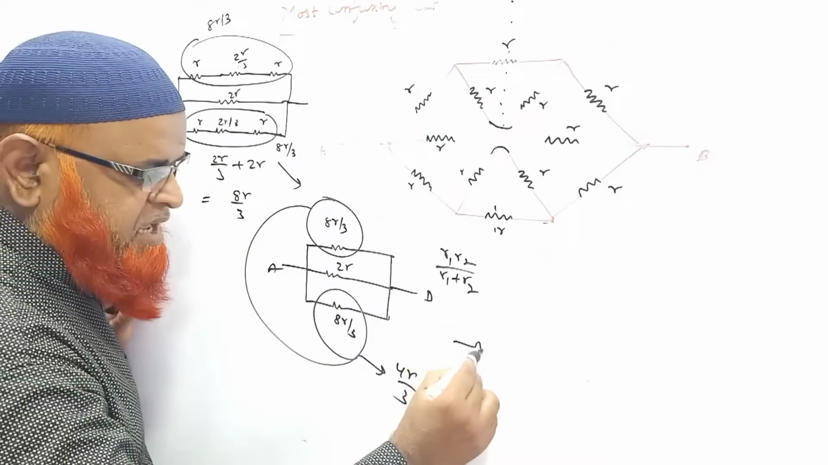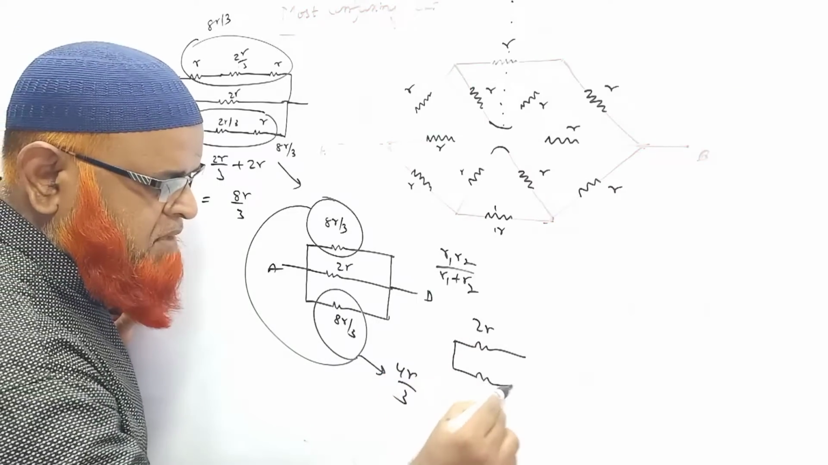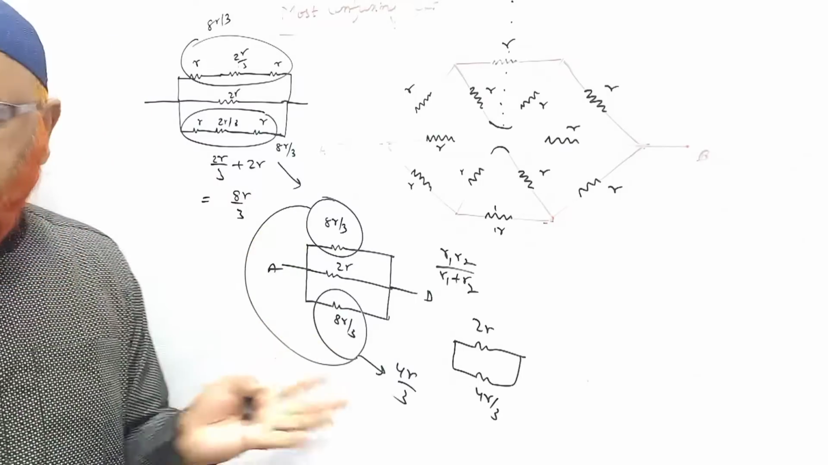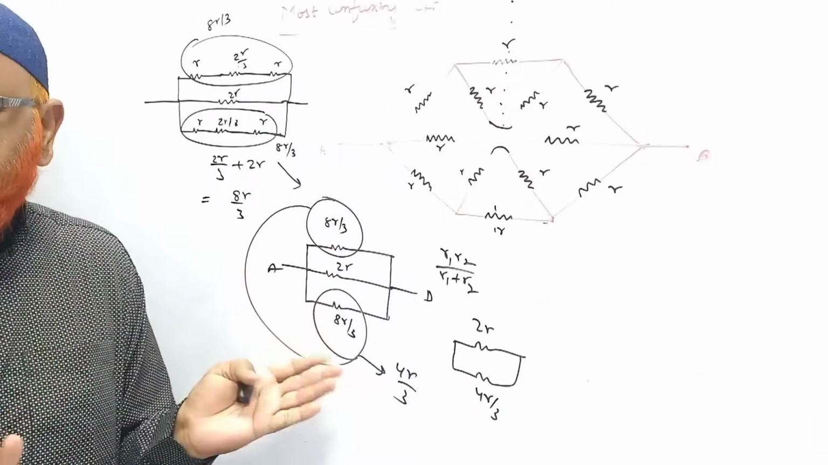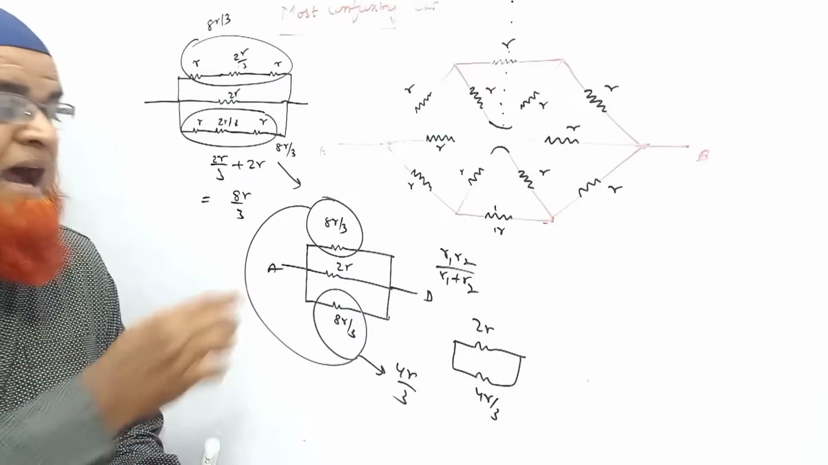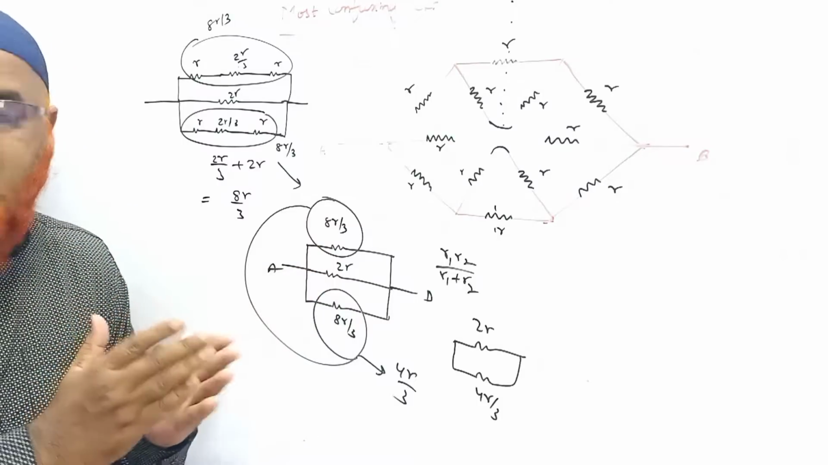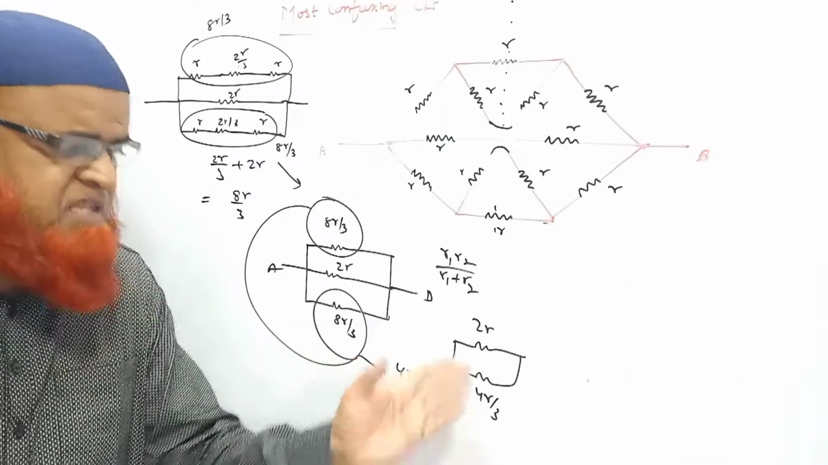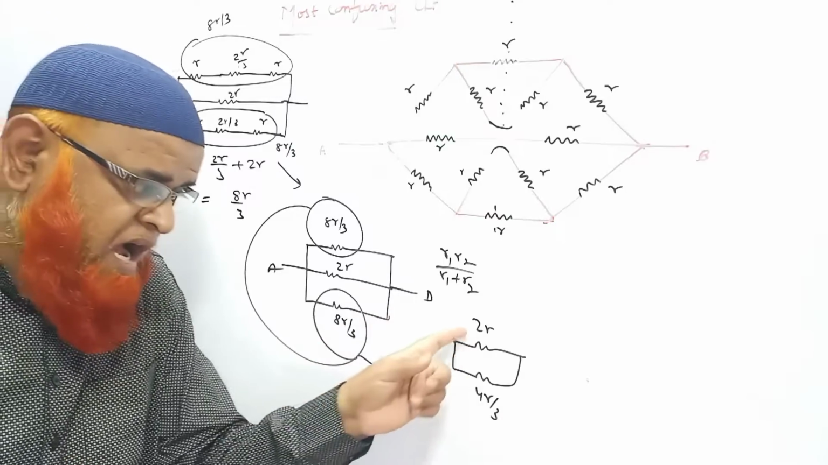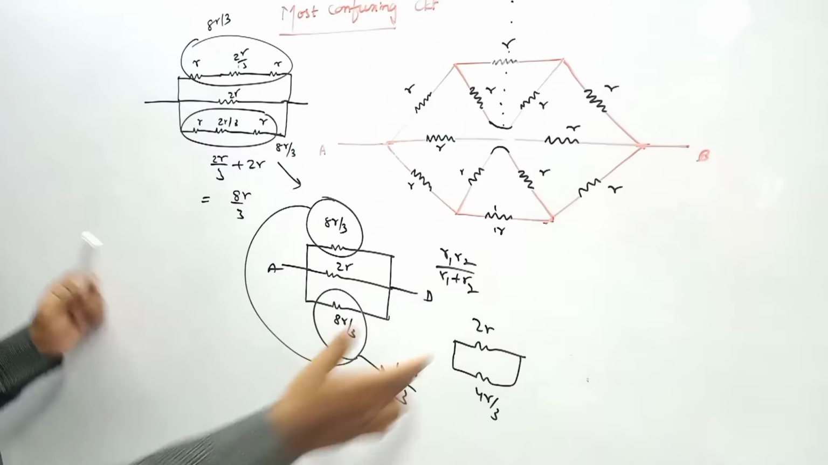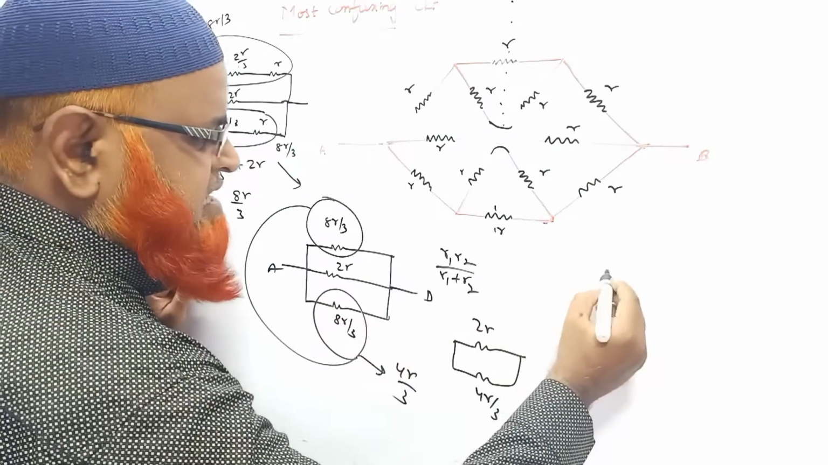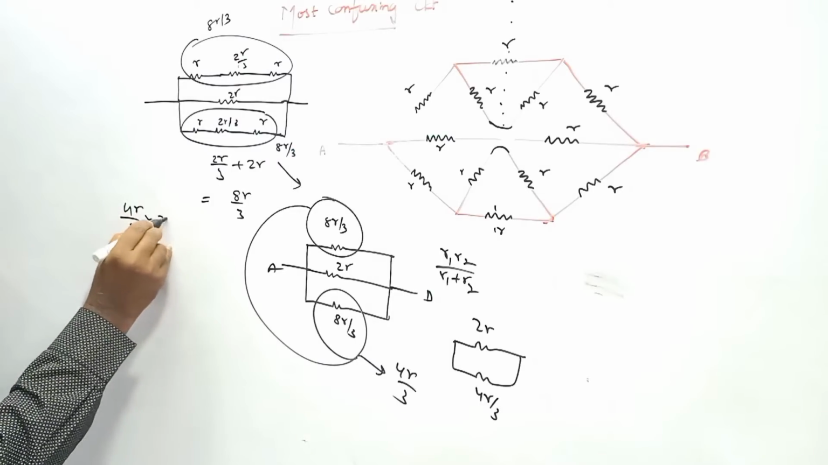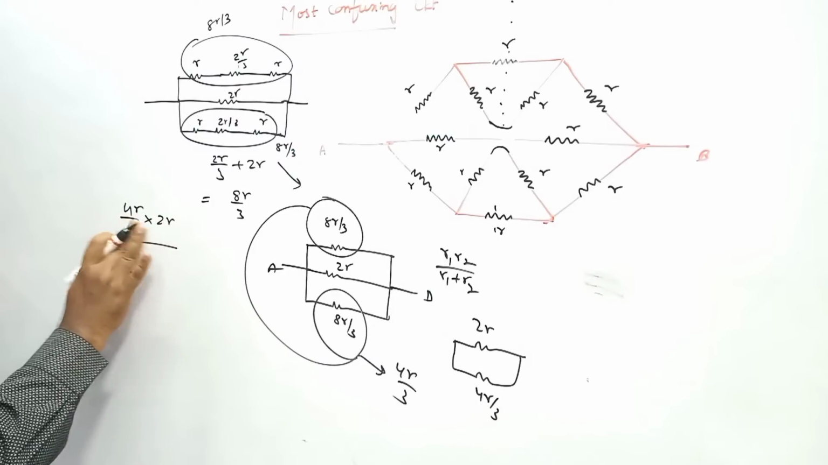Now this 4R by 3 is in parallel with 2R. If two resistors are the same and they are in parallel, the answer will be half of any one. So 8R by 3, 8R by 3, half is 4R by 3. So 4R by 3 is in parallel with 2R. These two are in parallel now. You can write like this: 4R by 3 into 2R divided by 4R by 3 plus 2R.